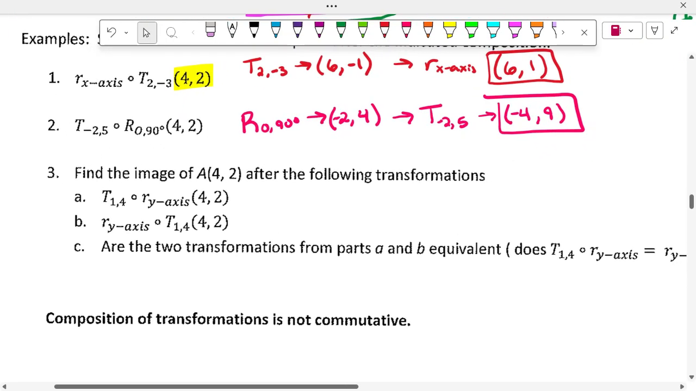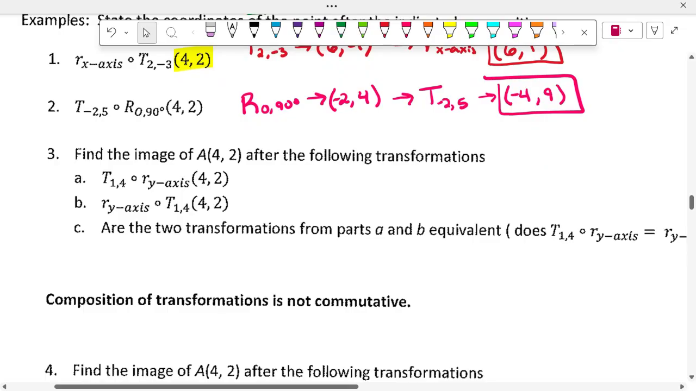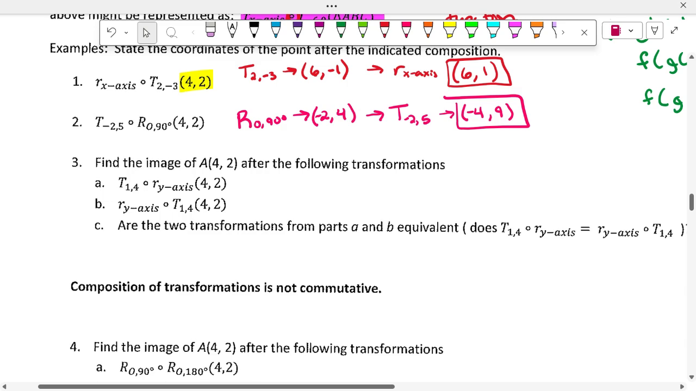All right, take a minute, try number 3 on your own.